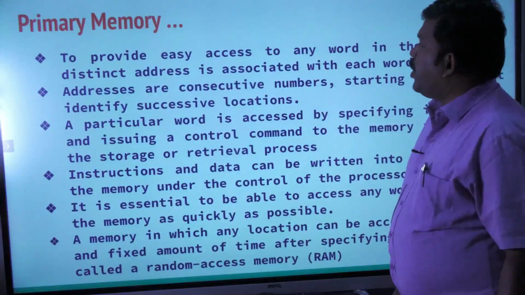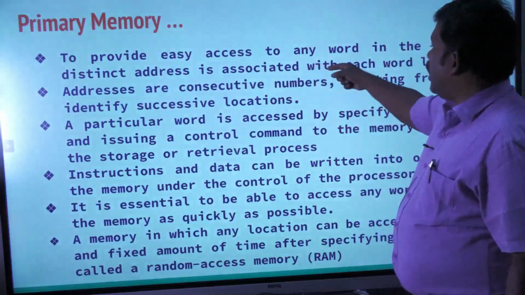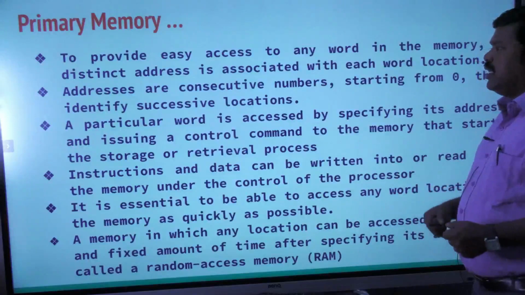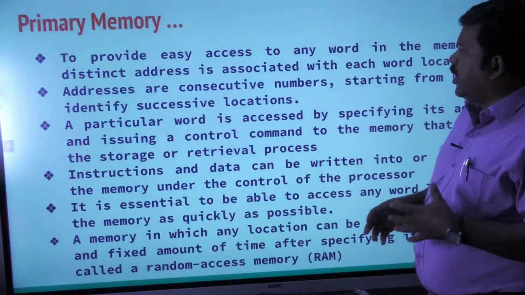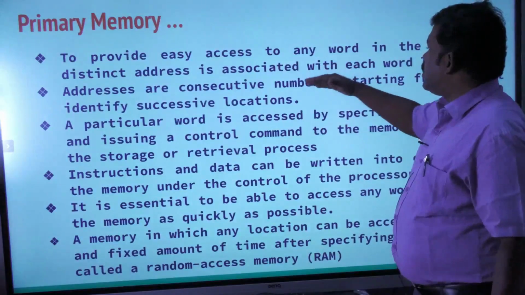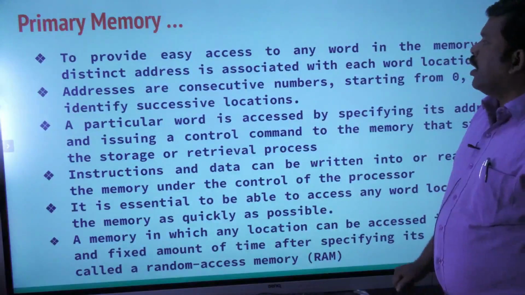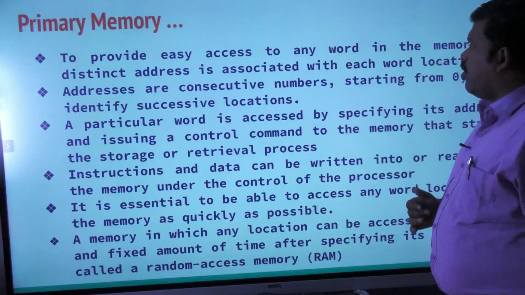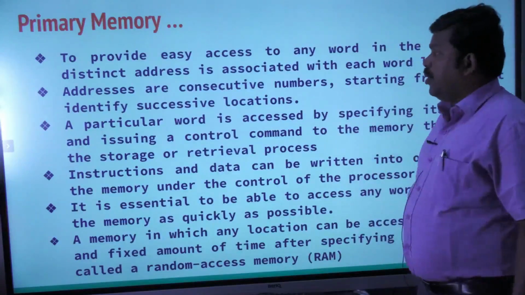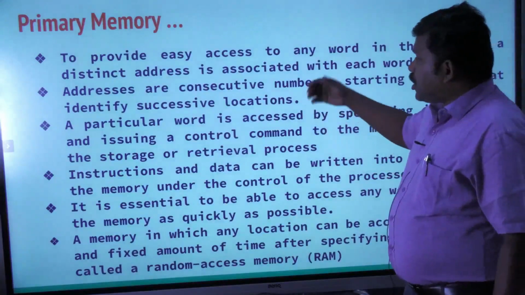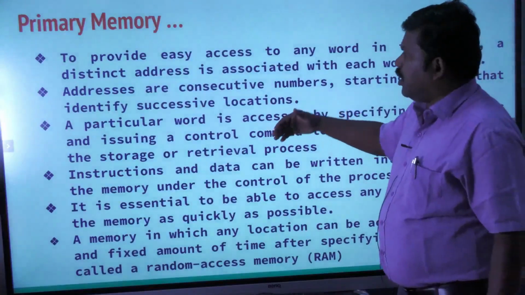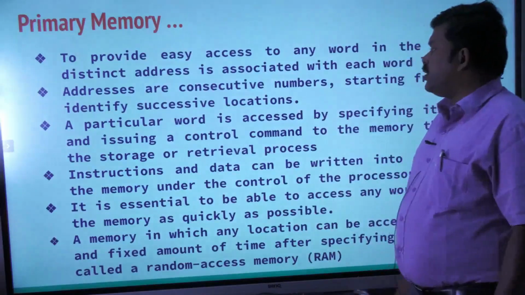Extension to the primary memory. The primary memory is used to provide easy access to any word in the memory. Also, the memory is divided into distinct addresses, so it is called memory addressable. An address is associated with each word location, starting from 0 up to n memory addresses, depending upon how many words are available in the memory. Addresses are consecutive, starting from 0, and identify successive locations.